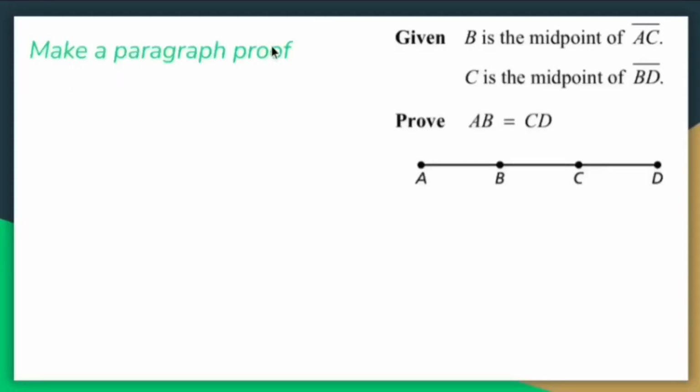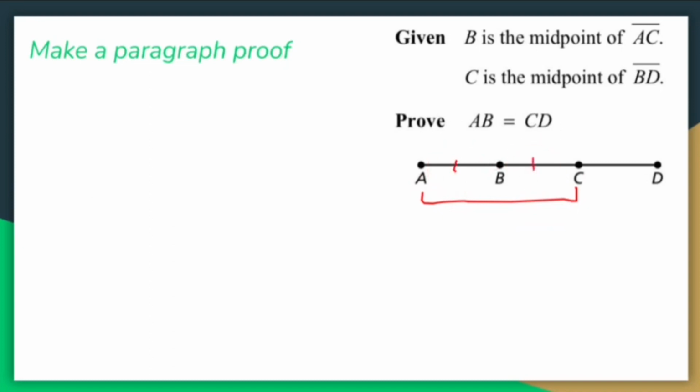Make a paragraph proof. Given B is the midpoint of AC, C is the midpoint of BD, prove that AB equals CD. All right, so what's a paragraph proof? It's a proof where you say given blah, blah, blah, then blah, blah, blah because of this property, then blah, blah, blah because of that property, and therefore AB equals CD. So what do I have to do with this problem? Well, I have to state the given first, and the given is B is the midpoint of AC. So here's AC, B is the midpoint, which means that's going to happen.